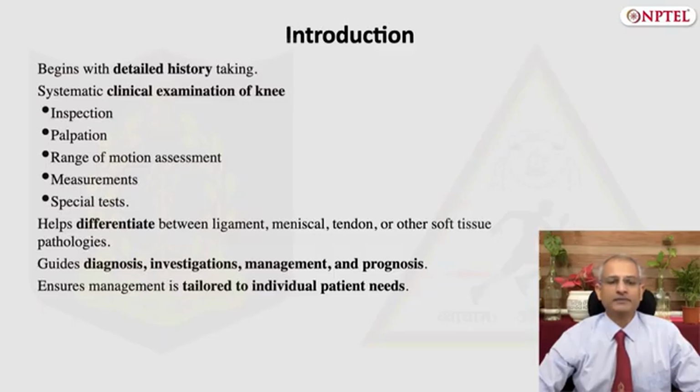A knowledge of anatomy, functions, and common mechanisms of injuries helps in interpretation of clinical findings. This helps us differentiate between ligamentous, meniscal, tendon, or other soft tissue injuries of the knee. Ultimately, the clinical evaluation not only establishes the diagnosis but also helps us take informed decisions on further investigations, management strategies, and explaining the prognosis to the patient as per his or her requirements.